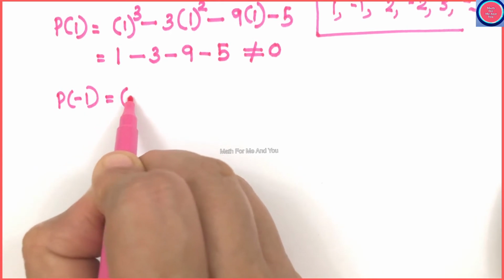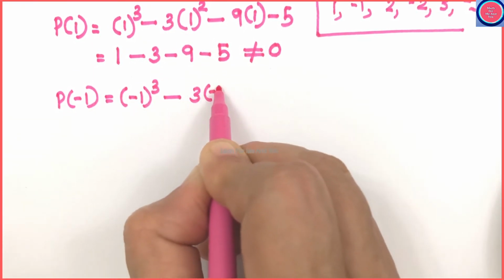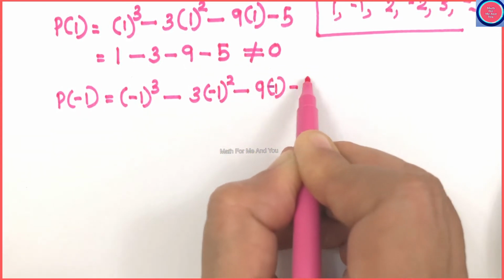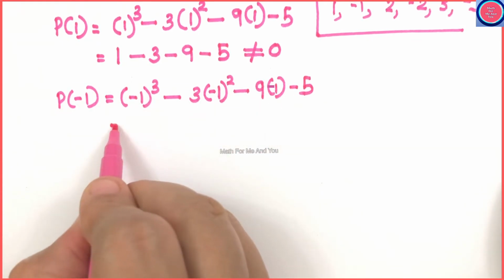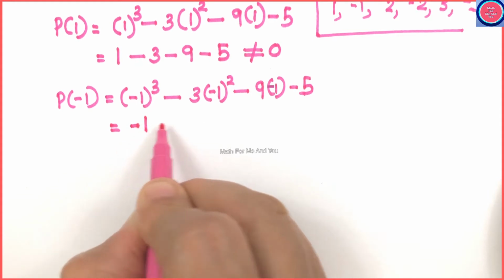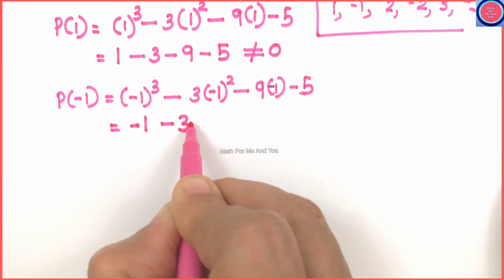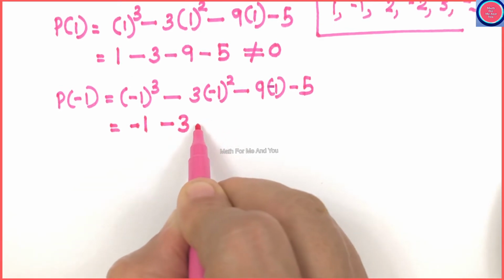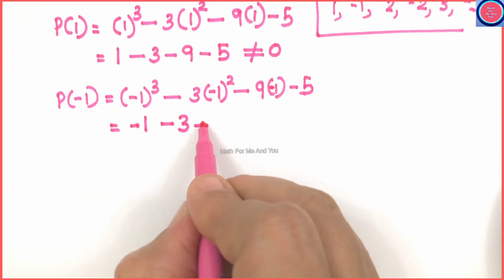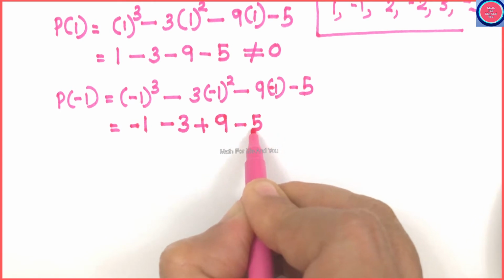In place of x, put the value minus 1. We get minus 1 power 3 minus 3 times minus 1 to the power 2 minus 9 times minus 1 minus 5, that is p of minus 1. This is equal to minus 1 to the power 3 is negative 1. Minus 3 times minus 1 square is positive 1. So it is minus 3 times 1, that is minus 3. Minus 9 times minus 1. Minus minus becomes plus. So we get plus 9 minus 5.